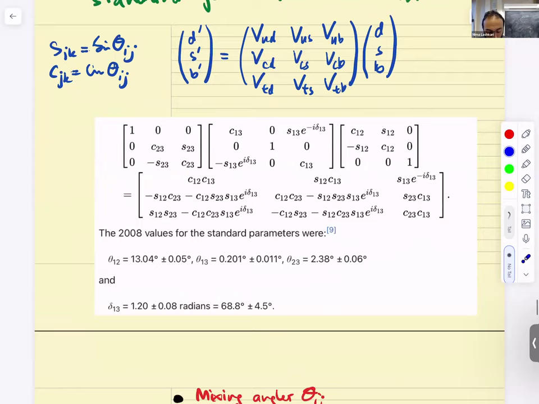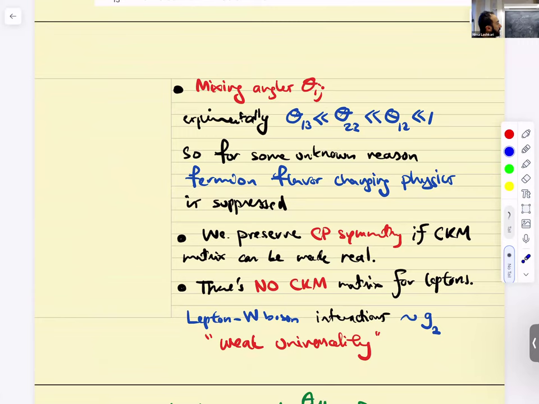Now, here is something funny. We preserve CP symmetry if the CKM matrix can be made real by choice of basis. Within the standard model of particle physics, as we describe it, that's the case. There is no CKM matrix for leptons, which means that the lepton W boson interactions are proportional to g_2 alone. There's no other funky CKM matrix in there, and that's called weak universality. If you hear these words, that's what it means. It just means that there's no CKM matrix for leptons.